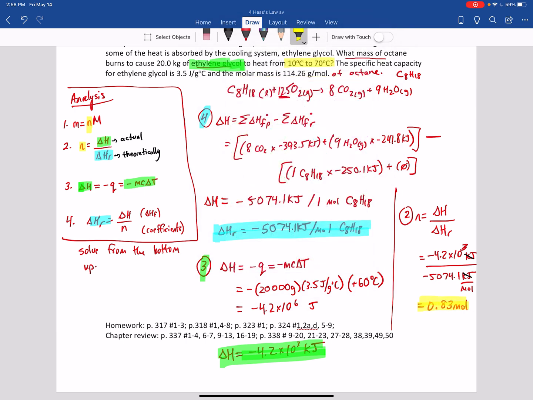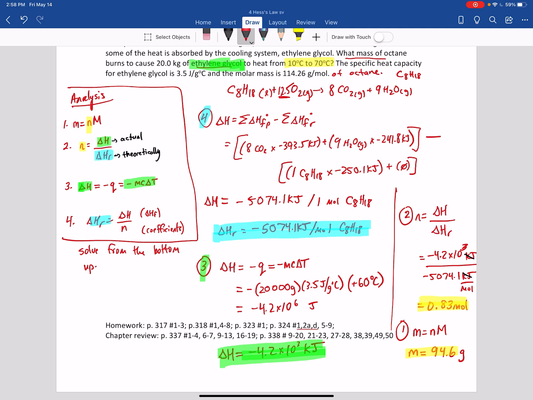So if that's all the number of moles that were being used, our last step for this, we can say the mass is equal to the moles times the molar mass, which we were given. So we can say that value there times 114.26, 94.6 grams. Okay, following our units throughout. And that's our final answer.